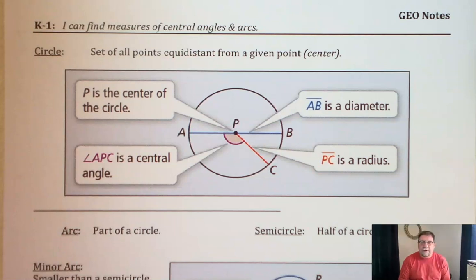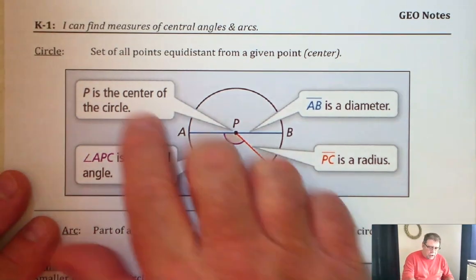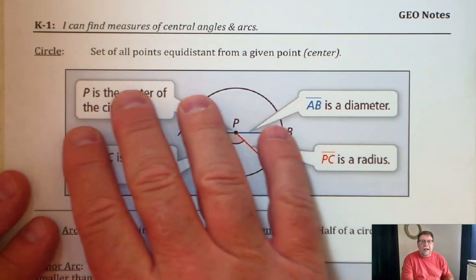Hello and welcome to another unit. This is Unit K. This unit is all about circles. We'll be dealing with circles, we'll be dealing with arcs, and lots of things to talk about here. Lots of terminology to start off with. So let's start off with K-1. We'll talk about central angles and arcs.